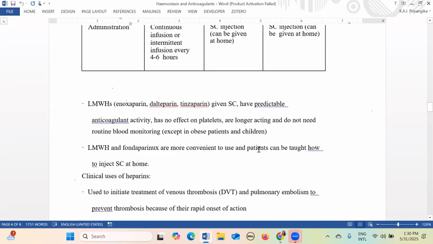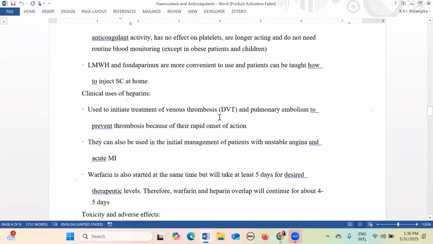Clinical uses: they are used to initiate treatment of venous thrombosis and pulmonary embolism and to prevent thrombosis because of their rapid onset of action. Venous thrombosis means blood clots are in the veins. Pulmonary embolism means clots are traveling and are in the lungs. They can also be used in the initial management of patients with unstable angina and acute myocardial infarction. Warfarin is also started at the same time but will take at least 5 days to reach the desired therapeutic levels.